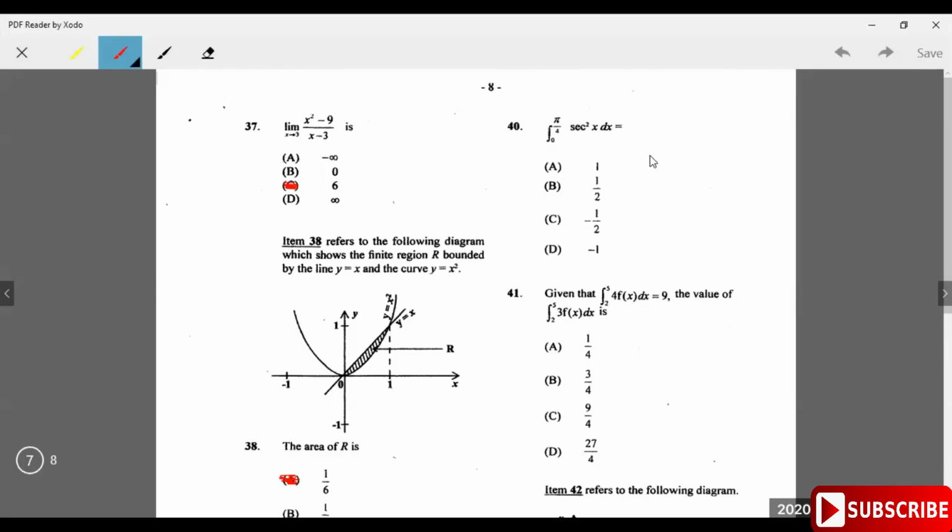Question 40 says integrate sec squared from 0 to pi by 4. Now, as we know, when we differentiate tan, we get sec squared. What that is telling us is that the integral of sec squared is tan x. And we're integrating. Some people like to put a box, so let me put the box. Integrating tan x, so put the box, and we'll go from 0 to pi by 4.